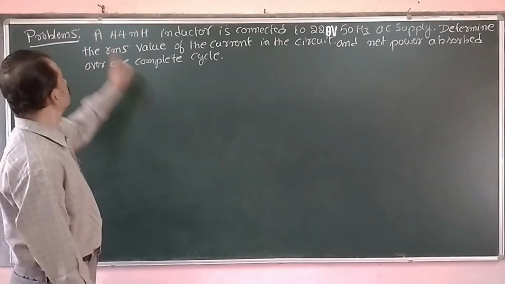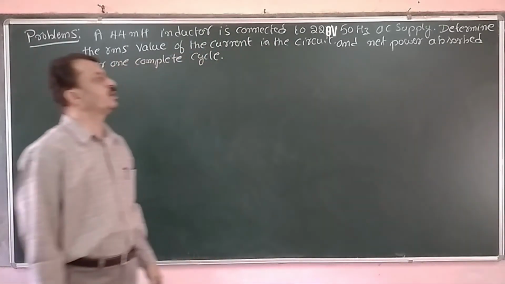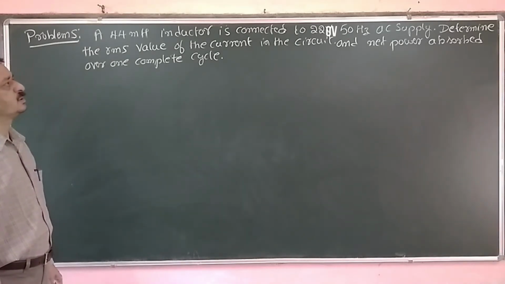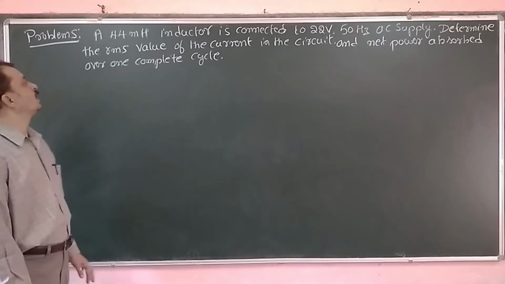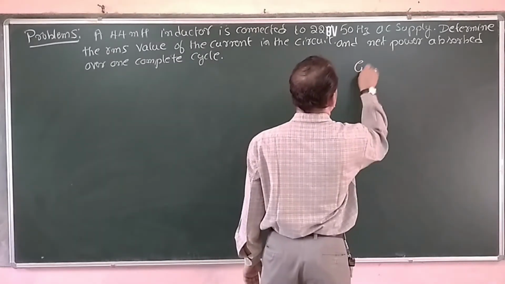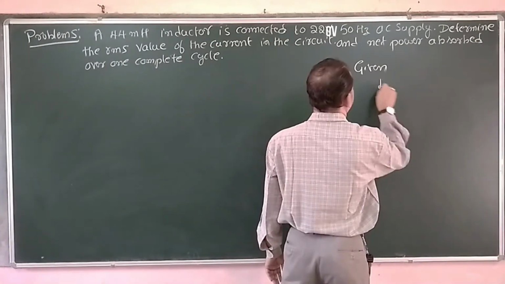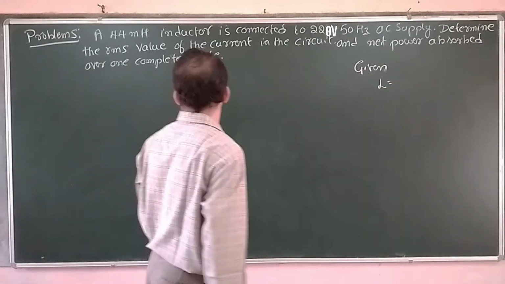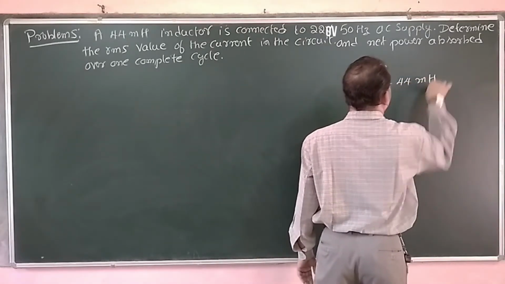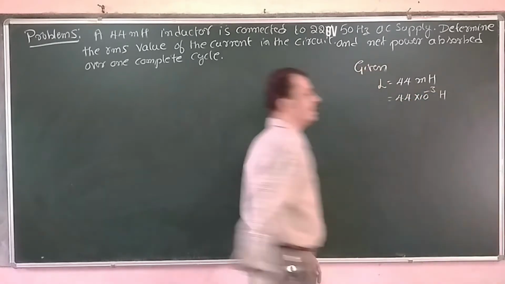Next problem. A 44 millihenry inductor is connected to a 220 volt 50 hertz AC supply. Determine the RMS value of the current in the circuit and net power absorbed over one complete cycle. So simple problem. It is an inductive circuit. So given the inductance L is equal to 44 millihenry, or that is equal to 44 into 10 raised to minus 3 henry.